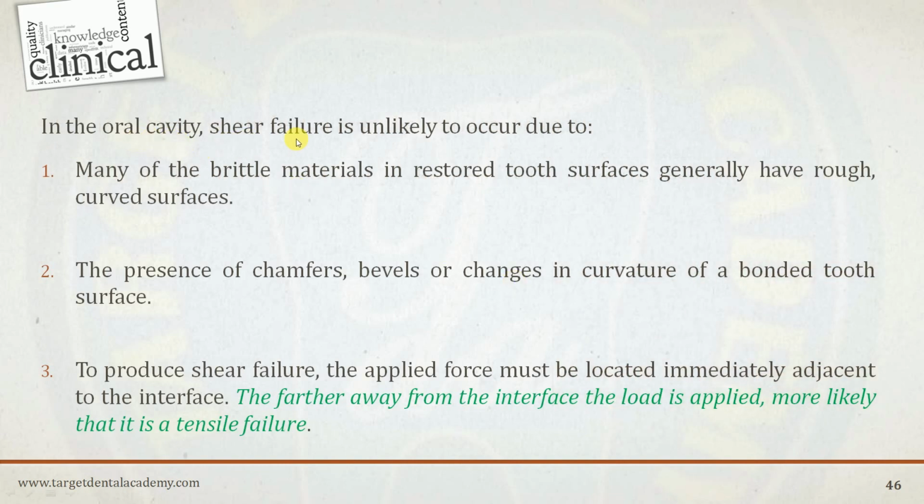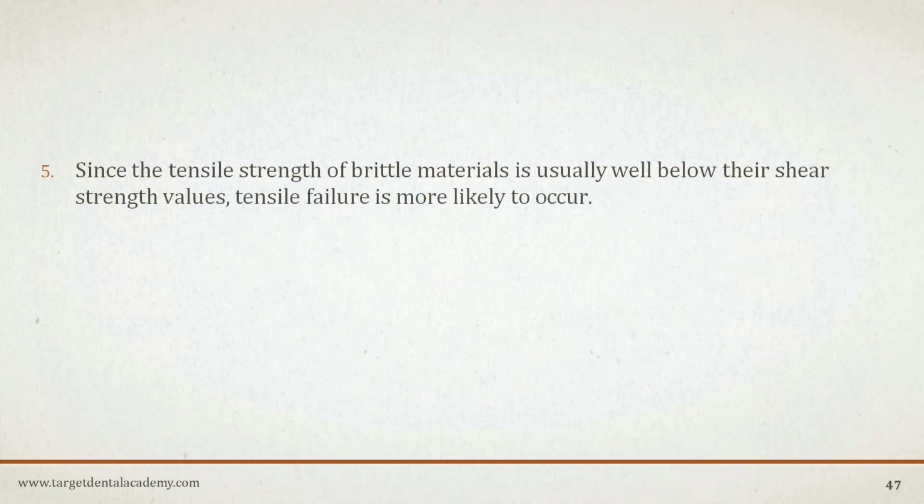In the oral cavity, shear failure is likely to occur in many of the brittle materials in a restored tooth. Surfaces generally have rough and curved surfaces, and there may be chamfers, bevels, or changes in the curvature of a bonded tooth surface. To produce a shear failure, the applied force must be located immediately adjacent to the interface. As I've already shown you, you apply the force between the enamel and the bracket interface. When you apply the force, it will come out.